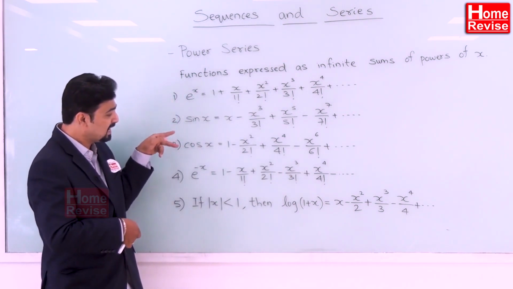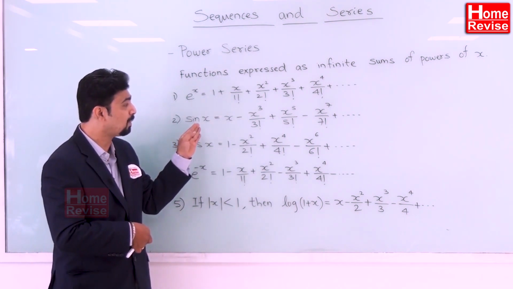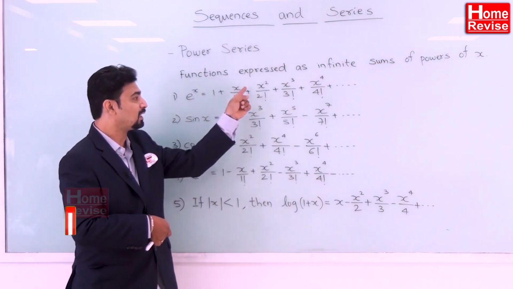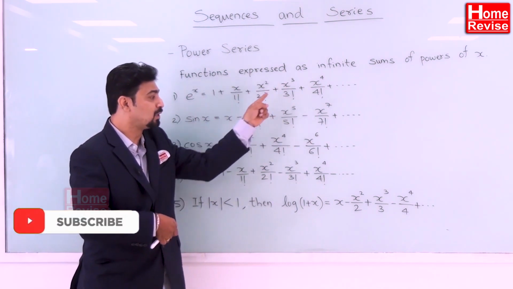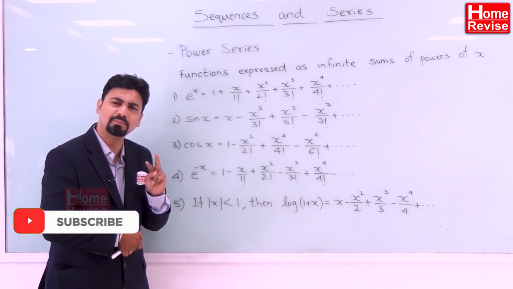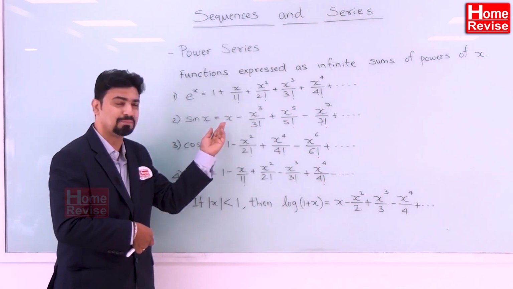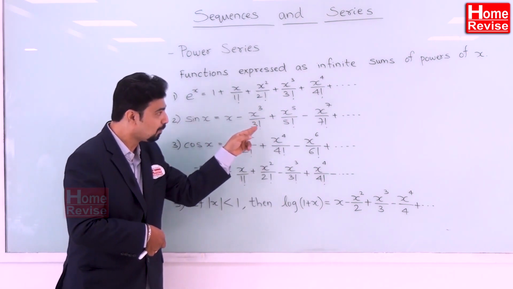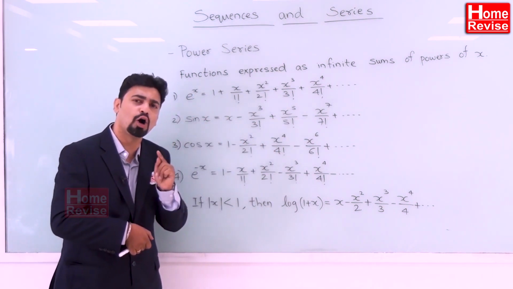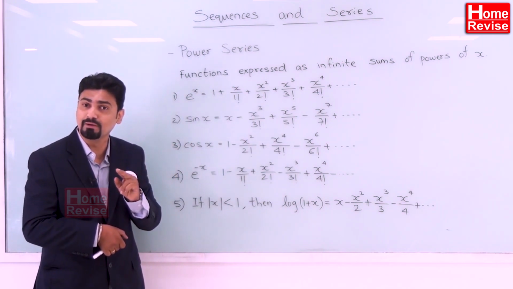Now, for sine x and cos x, if you observe, what we have done is for sine x, we have picked up all the odd powers of x. So we have picked up x raised to 1, then x cube, x raised to 5, x raised to 7 and we write alternate plus minus. So, plus x raised to 1 upon 1 factorial or simply x minus x cube upon 3 factorial plus minus and so on for all the odd powers of x. And for cos x, we take the even powers of x.